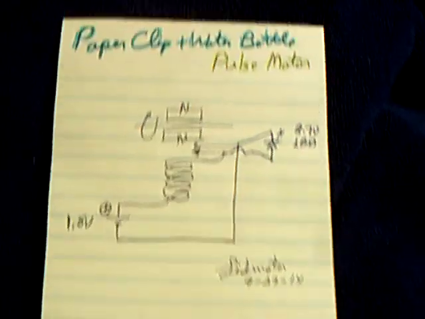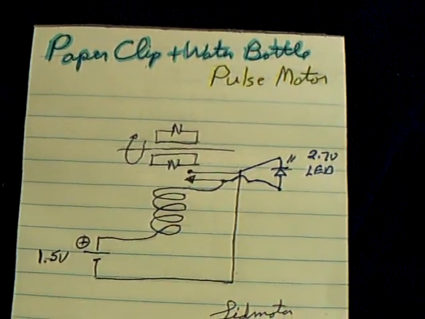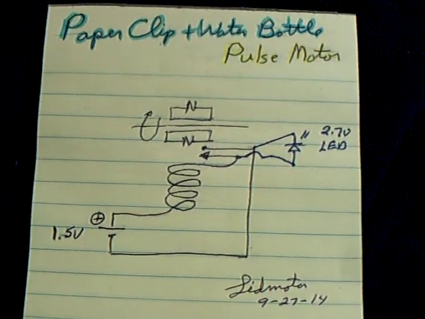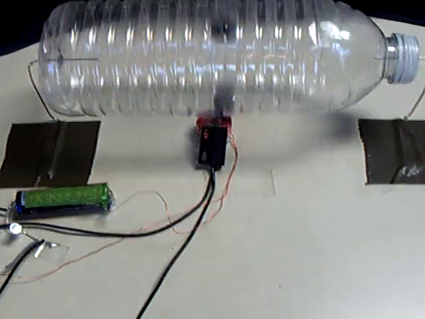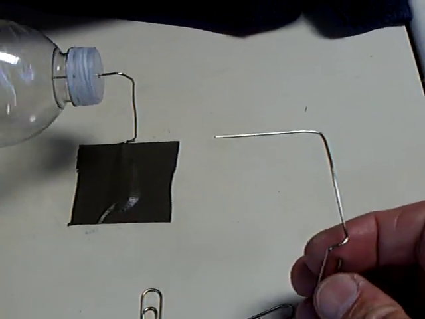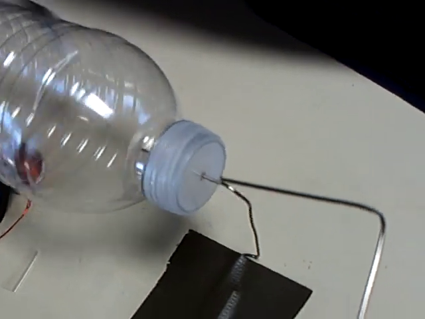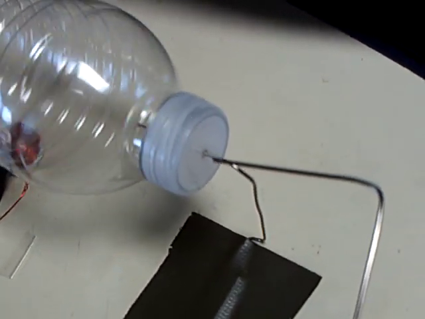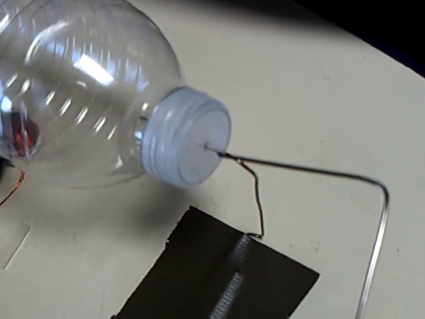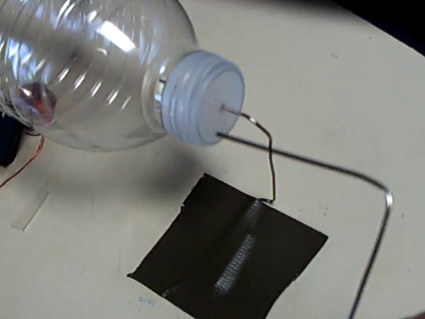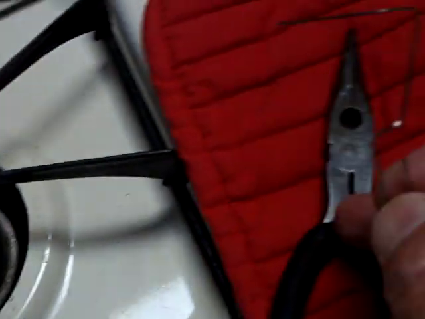But anyway, that's the little paperclip water bottle pulse motor, and it'd be a good fun science class project. Just the thing about drilling the holes, I've tried to drill these, but trying to drill the hole in the bottom of the bottle was very hard because it's rounded and I couldn't get the drill to go in there straight. This was a much easier way to do it. You just have to be very careful and use something so you don't burn yourself.